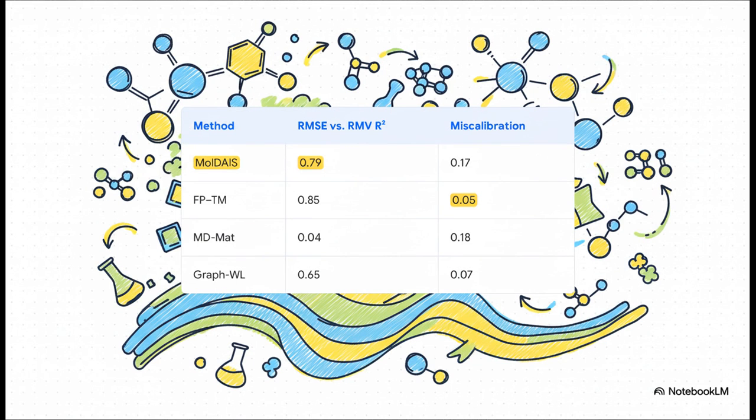Of course, for Bayesian optimization, predictive accuracy is only half the story. The model's uncertainty estimates must also be reliable. This table shows the uncertainty quantification analysis for a lipophilicity task. MolDAIS achieves a high R-squared value of 0.79 between its predicted variance and the observed error. This, along with a reasonable miscalibration area, indicates that the uncertainty estimates are well calibrated, and that is critical for guiding the search process efficiently.